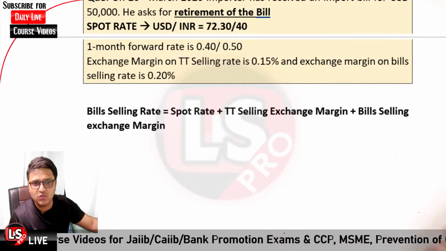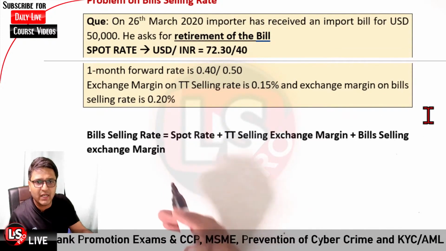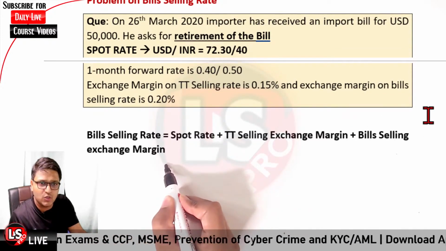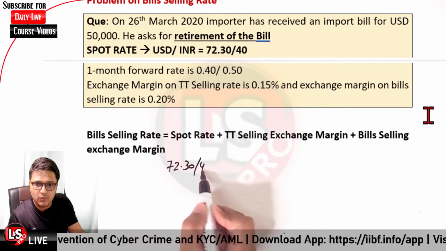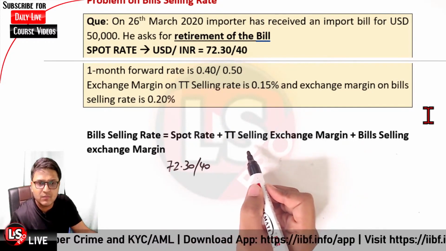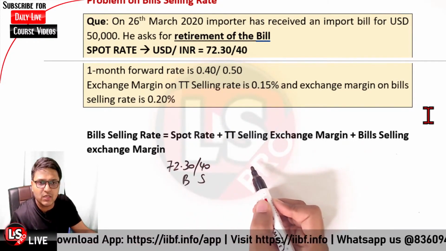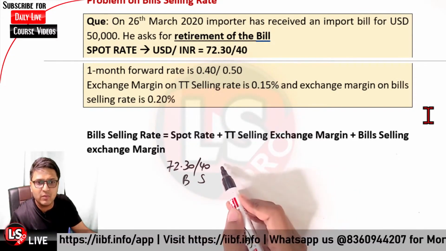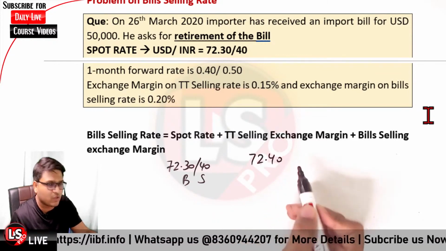So what is the spot rate given over here? The spot rate is given to be 72.3040. So it is basically the buying rate and it is basically the selling rate. And what rate will we be taking? It will be the selling quote now. So it will be the 72.40 quote that we will be using.